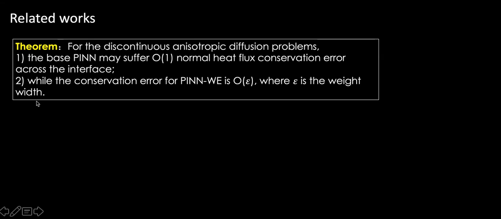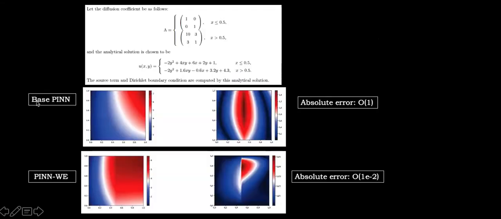Here's a dynamical example. In this example, the diffusion coefficient has a discontinuity. With the baseline PINN, the absolute error is 1, and with the new method, we can lower the absolute error.